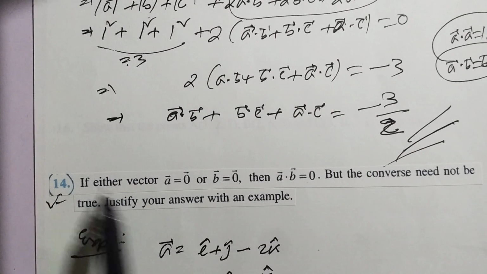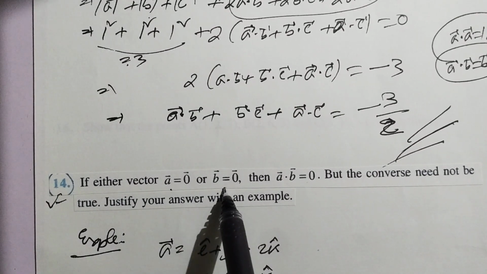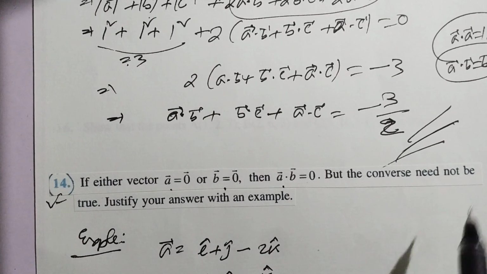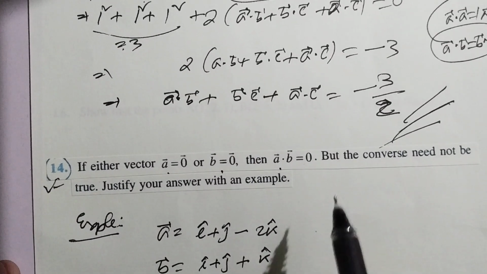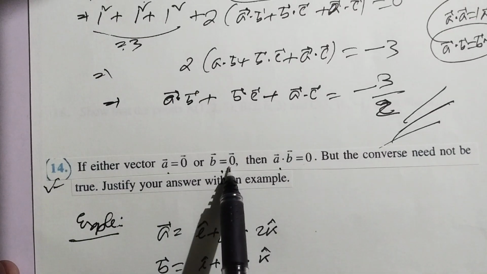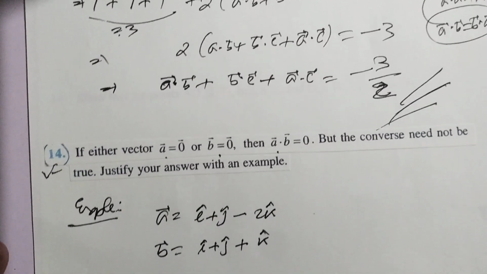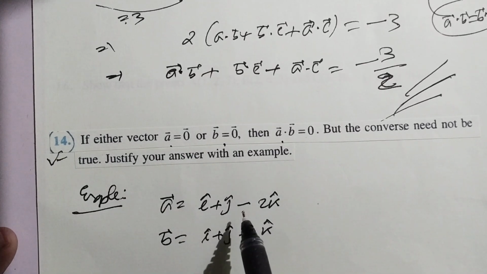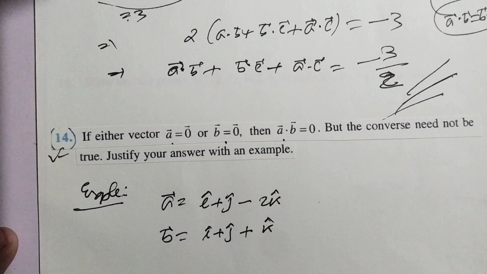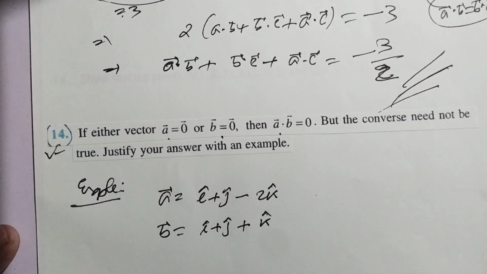Question number 14. If A is 0, B is 0 vector, then their dot product is 0, but the converse need not be true. So we have to show with an example. That means we have to show with an example that two non-zero vectors dot product can be 0. According to the question, we have to show two non-zero vectors dot product can be 0. Dot product 0, but vectors may not be 0.